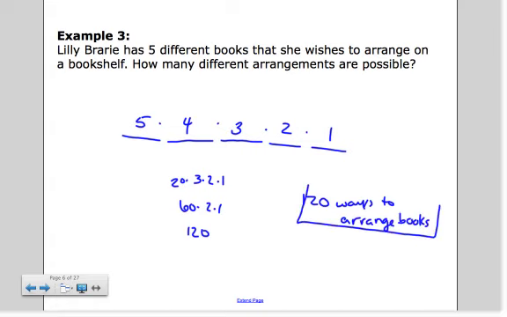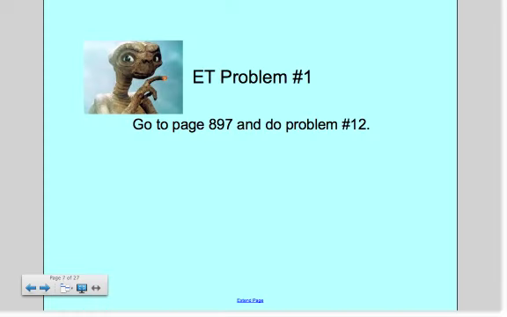Okay, so 120 different ways. Now I want you to go to the ET problem. This is your entrance ticket problem. That's what ET stands for, entrance ticket. Go to page 897 and do problem number 12. It will be like the problems that we've already done so far.